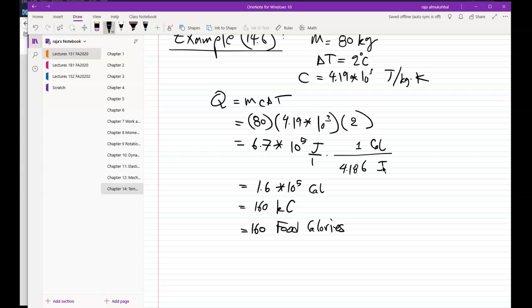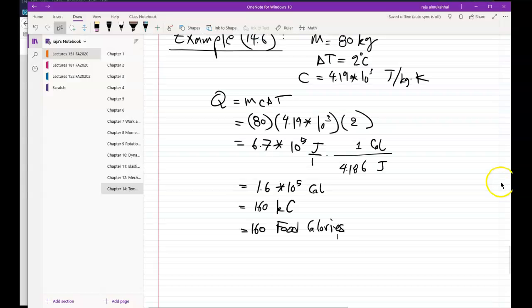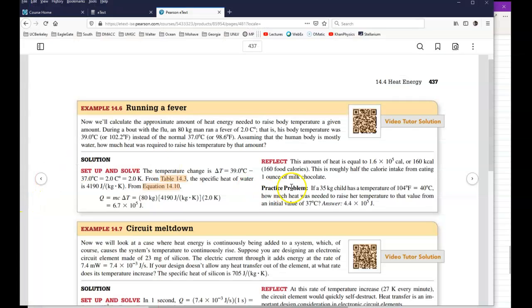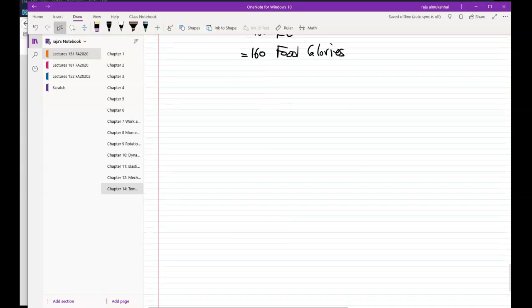And then according to the book, which is kind of interesting, he says this number. Go back to the example: how much is 160 food calories? I'm sure a lot of you who watch your diet will find this interesting. It says here, 160 food calories is roughly half the calorie intake from eating 1 ounce of milk chocolate. That's not a lot, really, but there we go. Okay, interesting.